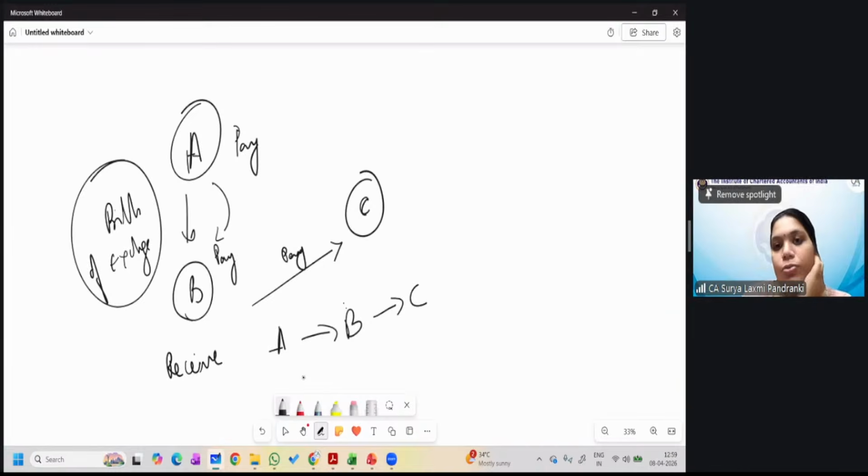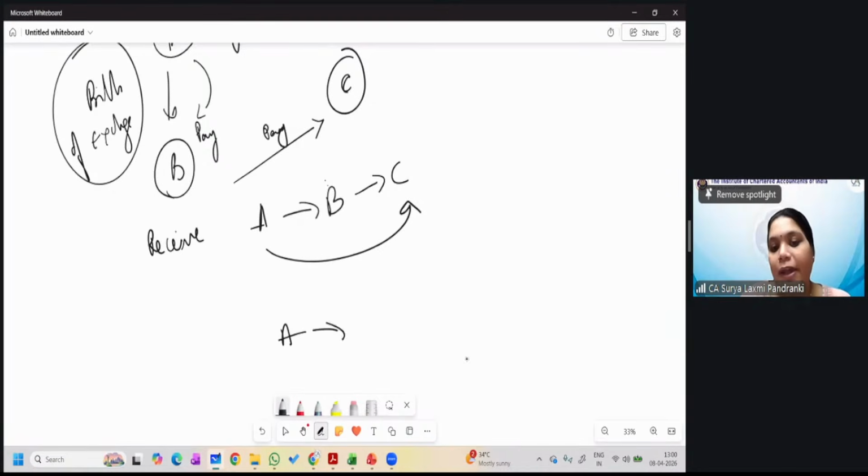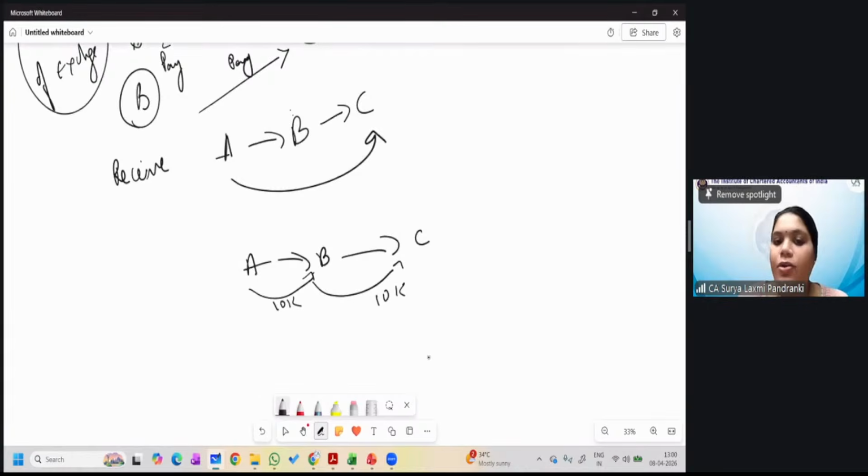Rather than these two different transactions, can A directly pay to C? Can we do that? Yes or no? Are you there? Someone who asked the question, are you there? Yes. A should pay to B. B also has a liability to pay to C. Rather than A paying B 10,000 and then B paying the same 10,000 to C, making two transactions, I will endorse the bill so that A will directly pay to C. That is called bill endorsed.